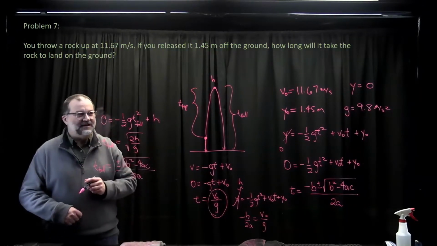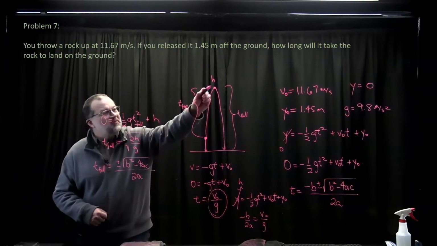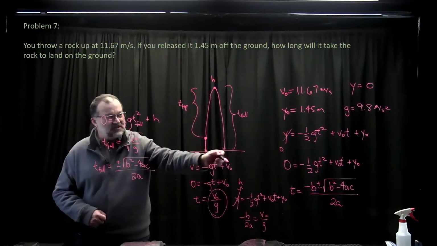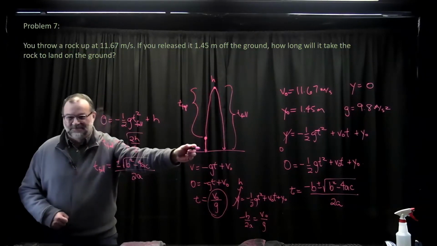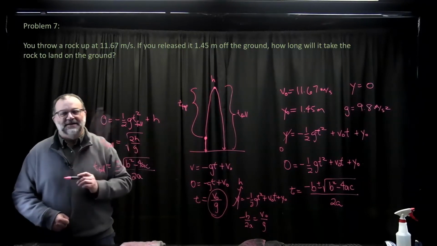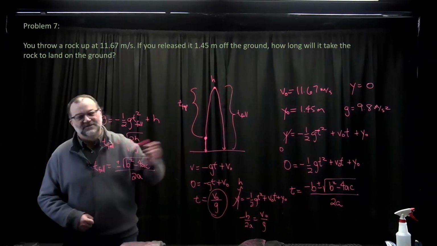So what is this saying? Well, you go to the top, and either you go forward long enough to fall, and that tells you how long the whole trip is, or you go backwards in time, back to the ground over here, and that tells you how long it would have taken going backwards in time to go from here to here.